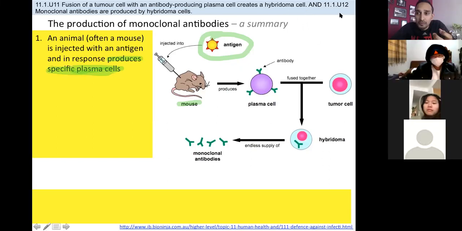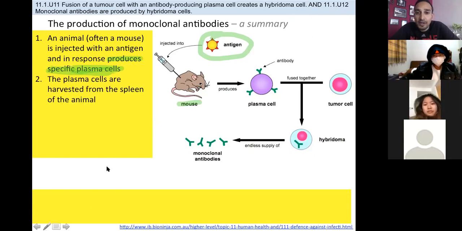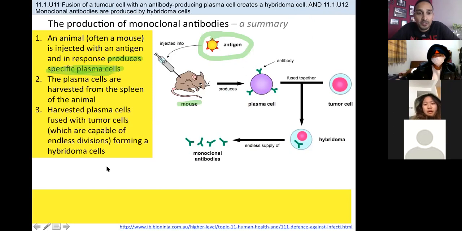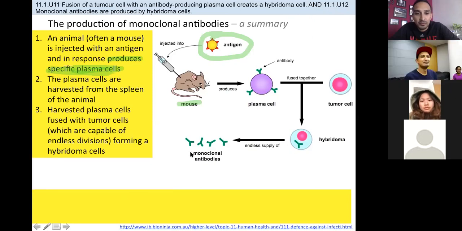So what we'll do is then we need to screen the sample to find the plasma cells that we're interested in, okay? So we're going to take the plasma cells out of the spleen of the animal. The spleen, because that's where we have a lot of white blood cell production, okay? So you'll find a high concentration of white blood cells there. So it's a high likelihood that you find the one that you're looking for.